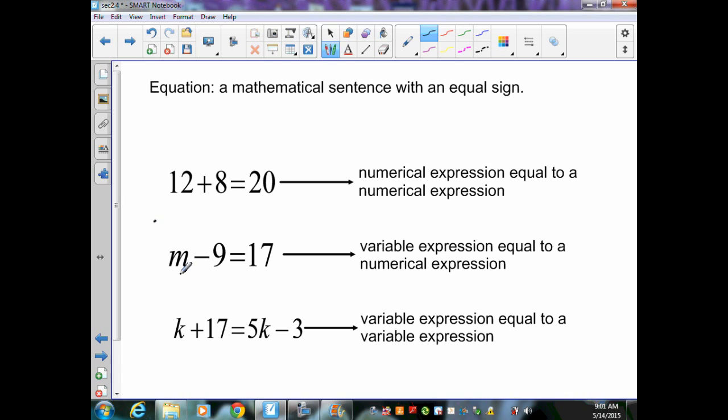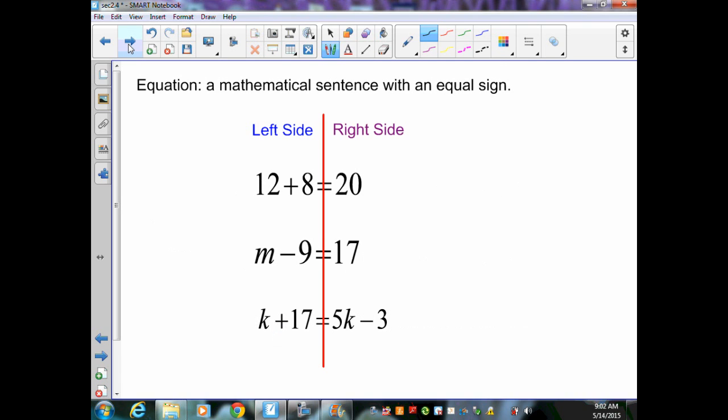Another one, we have a variable expression equal to a numerical expression. And finally, we have a variable expression equal to a variable expression. From now on in this course, an equation is a mathematical sentence with an equal sign, and that equal sign divides the equation into two parts, the left side and the right side. So understand, we're going to be working on two sides of the equation to make things work for us.